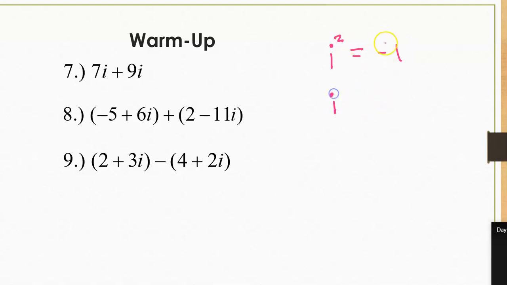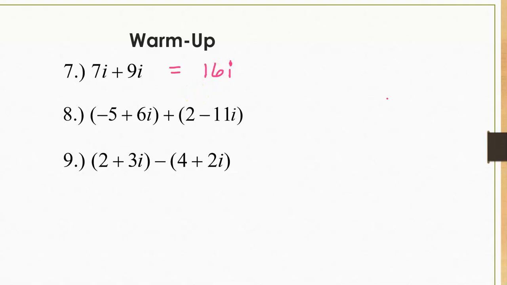And that's the most common. That's the most important thing. If we run into i to the third power, we're going to remember that that equals -i. Other than that, we're going to treat i just like we would an x. For example, 7i plus 9i would be 16i.